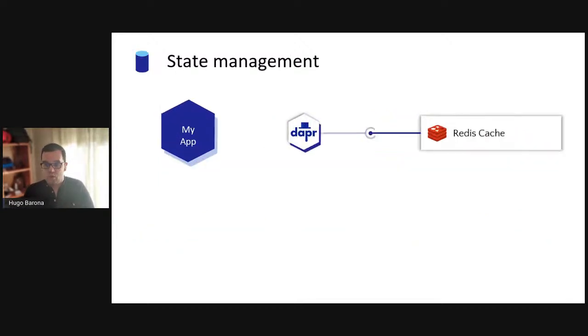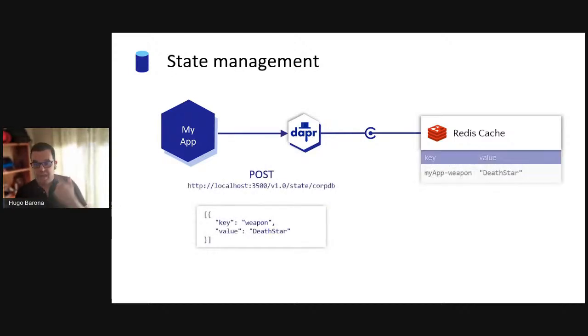All right. Another example is just a state management call. In this case, our app wants to persist some data into a data store, in this case Redis cache. It makes a request to the state API by providing the name of the DB, in this case the corp DB, and providing a body with all the key value pairs that we want to persist into that data store. Then the DAPR instance gets the request and performs the operation to store the key value pairs into, in this case, the Redis cache instance being used.